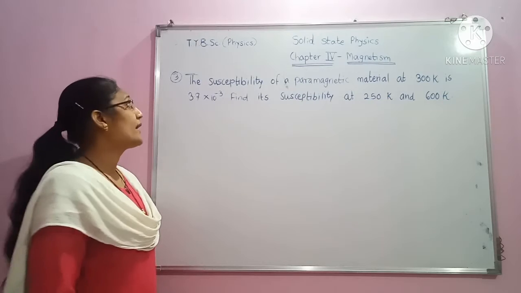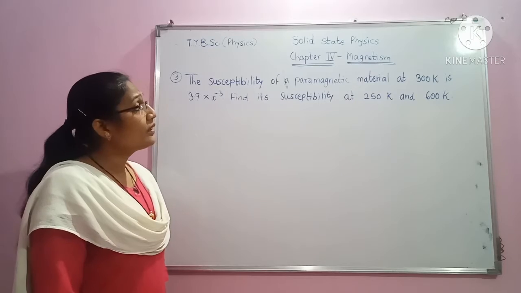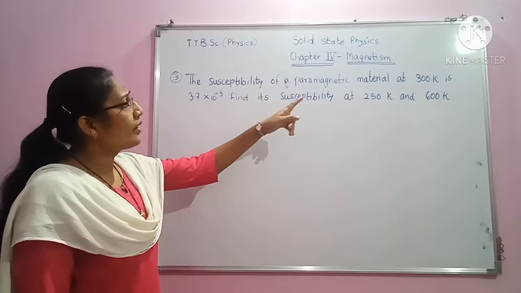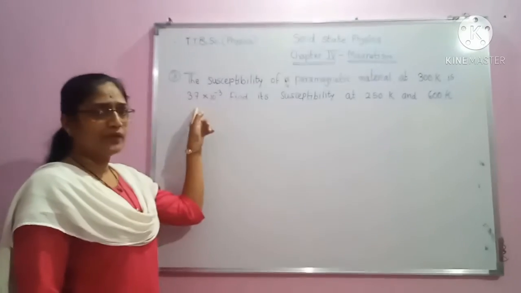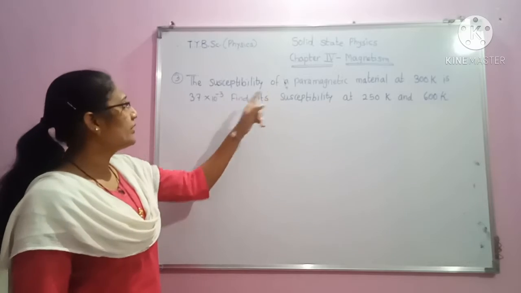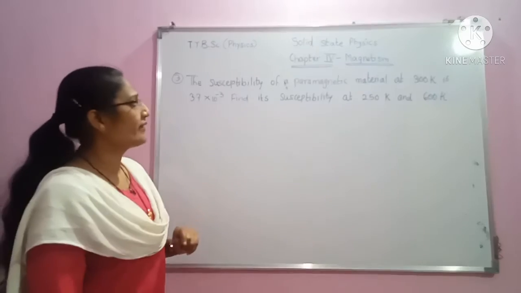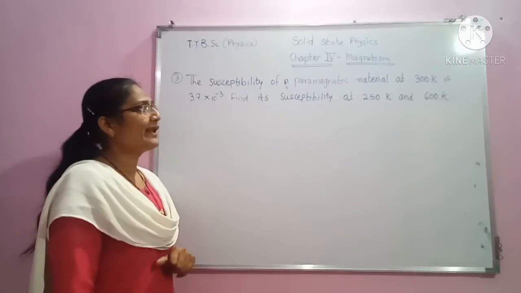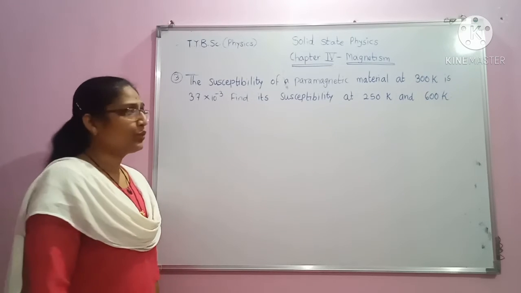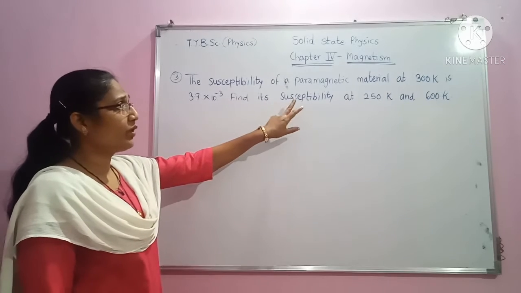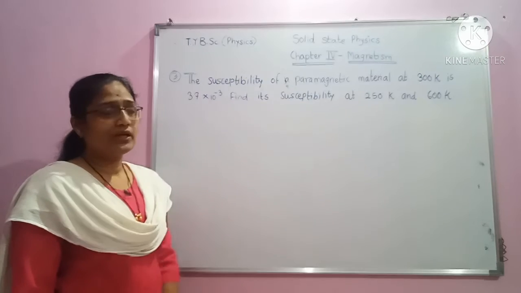The example is given as: the susceptibility of a paramagnetic material is given at 300 Kelvin and its value is 3.7 into 10 raised to minus 3. Find its susceptibility value at 250 Kelvin and 600 Kelvin. We have to find out the susceptibility of the paramagnetic material at two different temperatures, one at 250 Kelvin and another at 600 Kelvin.